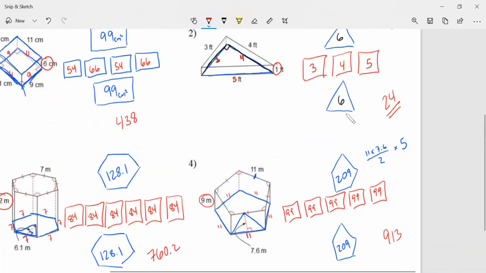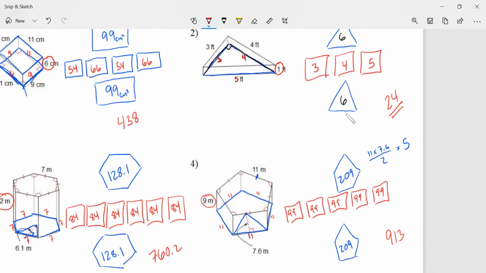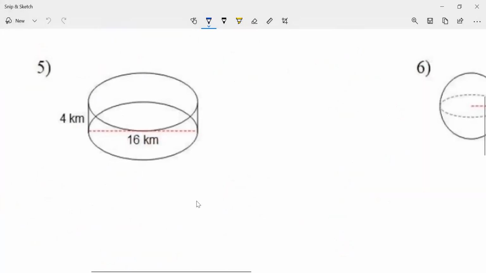So that's not bad. Let's continue to question number 5. By the way, today I'm gonna be working up until number 20. So let's take a look at number 5. Okay, a cylinder. Now my cylinder, I see a shape that is not a rectangle, right? So I'm gonna do my 2 circles here.